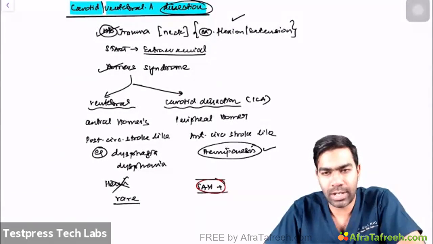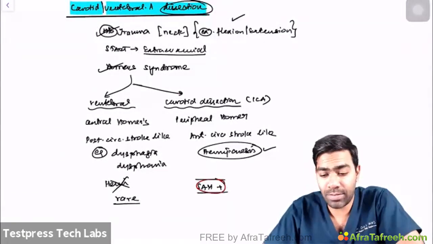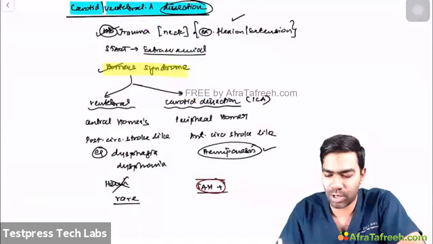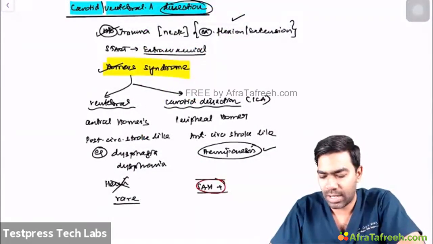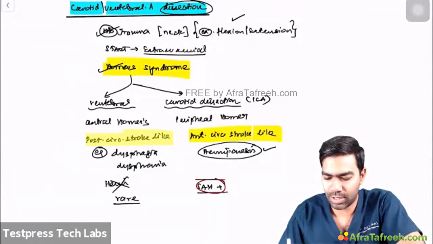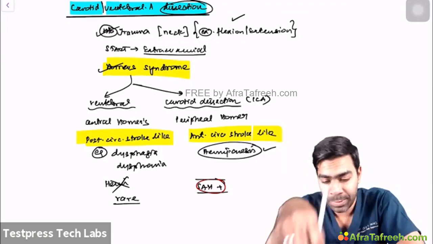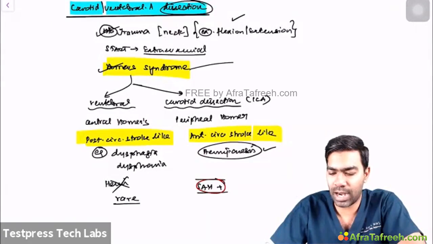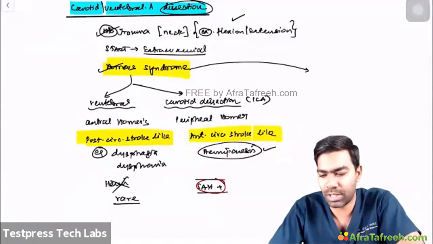All right, so let us go back to what are the new terminologies that we have introduced here. The first new terminology we have introduced here is Horner syndrome, number one. And the second new terminologies that we have introduced is the anterior circulation stroke and posterior circulation stroke. These are the new terminologies that we have introduced. So anyway, we are going to discuss in detail about anterior and posterior circulation stroke. But before that, it's important to know something about Horner syndrome.